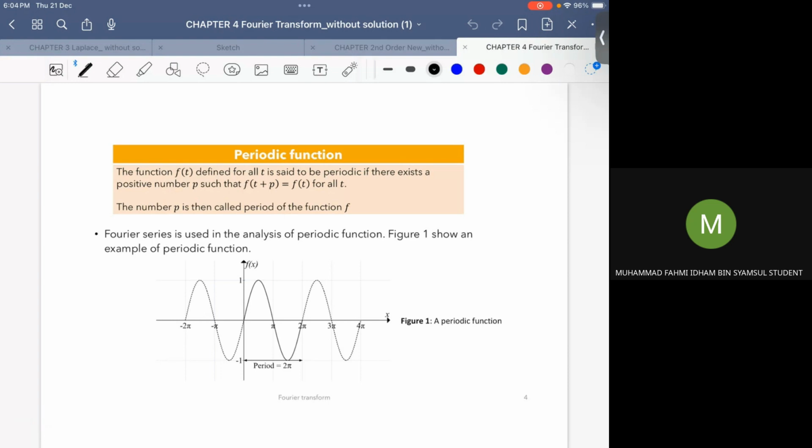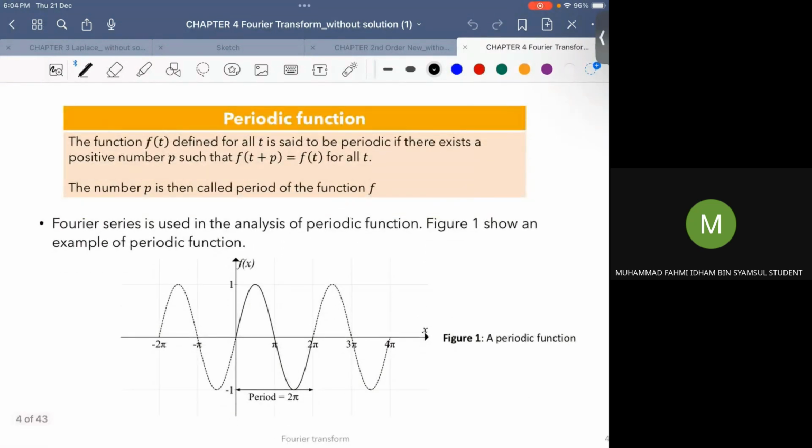So when we talk about periodic function, what is a periodic function? Let's say we have one function, we call that function f(t). So this function f(t) is defined for all t. Let's put t as a variable, whether you want to use t or x. And this function is defined for all x, let's say x from negative infinity to positive infinity.